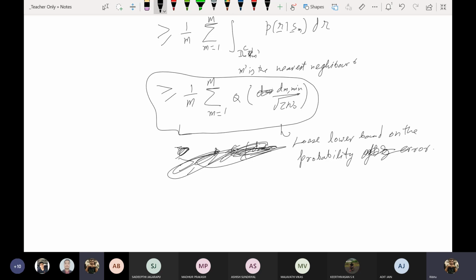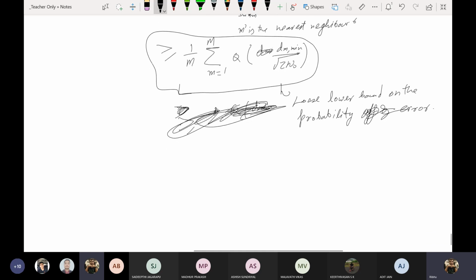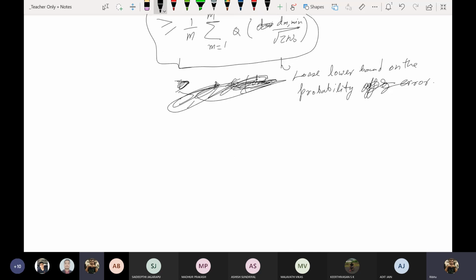This result is just for completeness. It is used very rarely. In my 10 years of working with communication systems, I've never seen anyone use this result. But still it exists, so we have to have it.